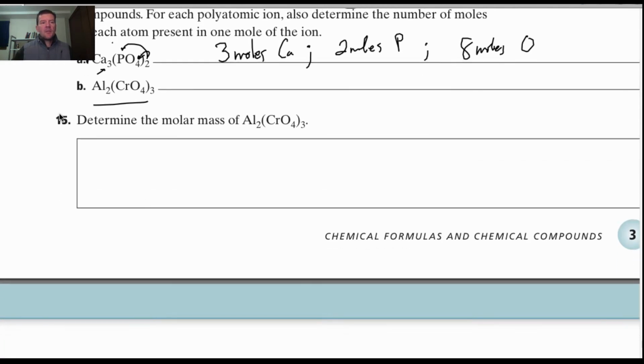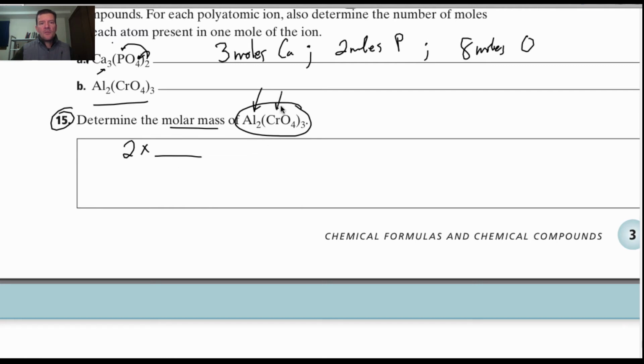Alright, let me walk you through this one. The numbers, you can figure out the numbers. You can look on the periodic table and find the numbers. I'll just walk you through it. This time we're finding the molar mass. So this is for 1 mole of this compound, and the unit is going to be in grams. But the numbers come straight from the periodic table. So all you do is you find on the periodic table the molar mass of aluminum. And you take 2 times that molar mass for aluminum.